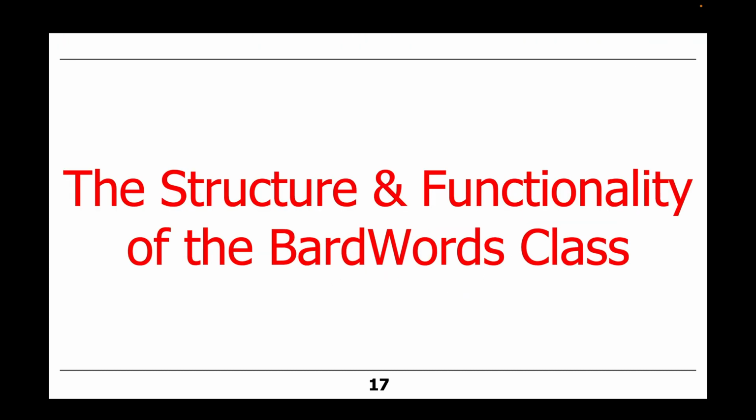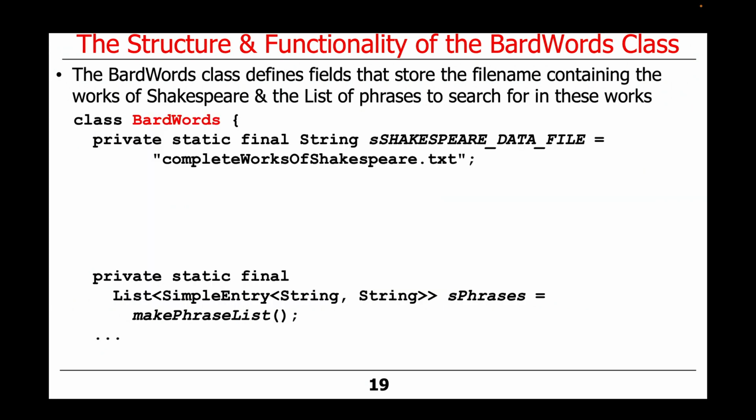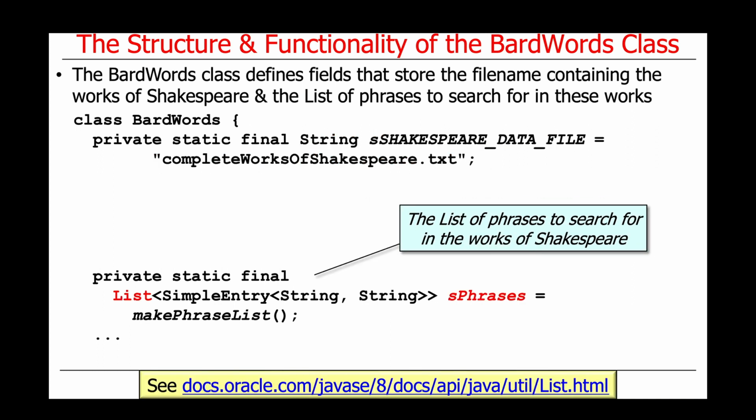Now that we've given a quick overview of some of the object-oriented class library components that are applied in the analyzer portion of the BardWords case study, let's take a closer look at the structure and functionality of the BardWords class. To start with, this class defines fields that store the file name containing the works of Shakespeare and the list of phrases to search for in these works. Let's now take a look at those fields in the BardWords class. The Shakespeare data file string stores the name of the file containing all the complete works of William Shakespeare, which can be obtained from the link at the bottom of this slide. The phrases field is a list of phrases to search for in the works of Shakespeare.